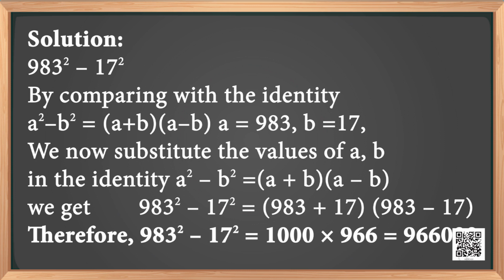We now substitute the values of a and b in the identity a² - b² = (a + b)(a - b). We get 983² - 17² is equal to (983 + 17)(983 - 17). Therefore, 983² - 17² is equal to 1000 × 966, that is equal to 9,66,000. Is it not interesting? Shall we try one more problem?